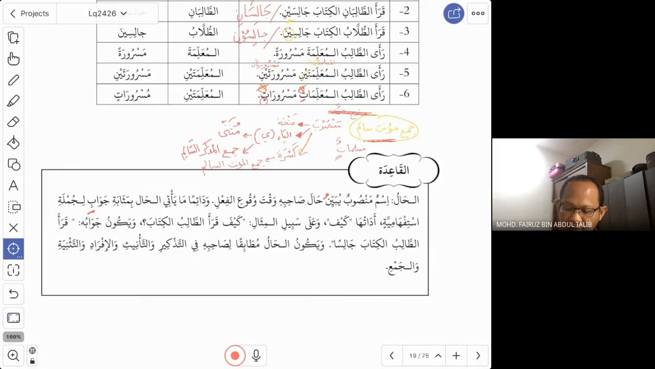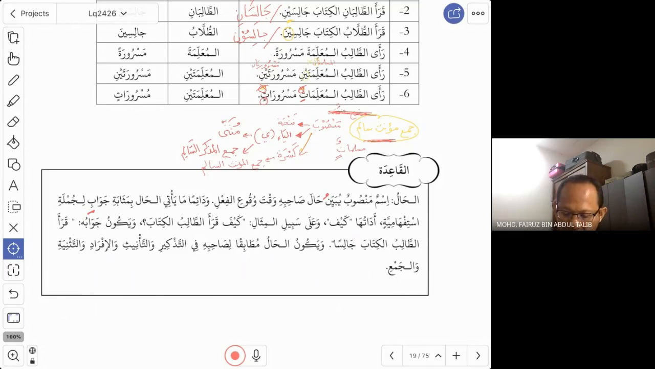Okay, so done with this part. And the last part is wayakunul halu mutabiqan li sahibihi, which we have explained earlier. The hal must agree with the sahib, its owner, the person that it describes. So they must be similar in terms of tazkir is muzakkar, ta'nis is mu'annas, ifrad is mufrad, tasniyah is musanna, and jama'.